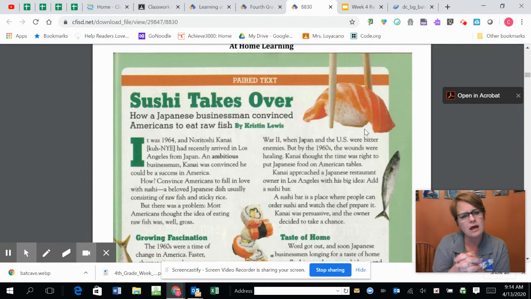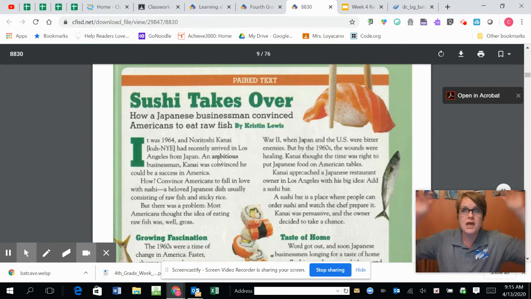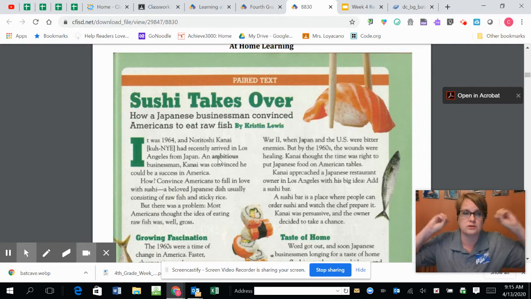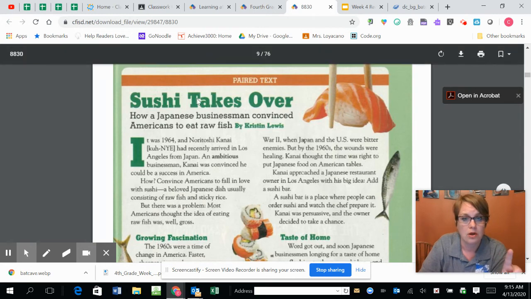So, how did we start eating raw fish? Because think about that. I'm just going to read the first part of it. It said it was in 1964, and Nori Toshi Kane had recently arrived in Los Angeles from Japan. An ambitious businessman, ambitious, which means he had big ideas, big goals. He wanted to make a lot of money. He was ambitious. Kane was convinced he could be a success in America. Okay, so now you're going to read this article.